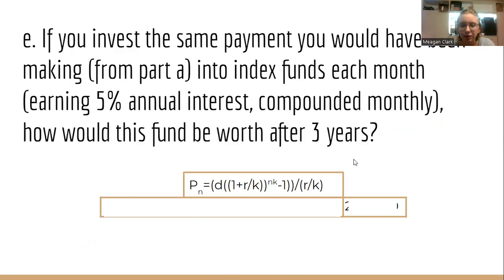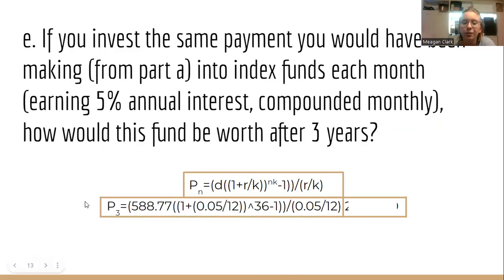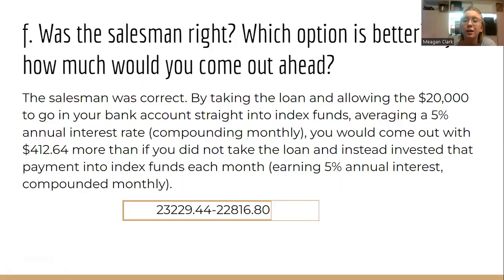Again, wonderful equation. Not going to read it this time. When you put in your numbers, you get another wonderful equation, which I'm also not going to read. And your solution to this equation is $22,816.80.